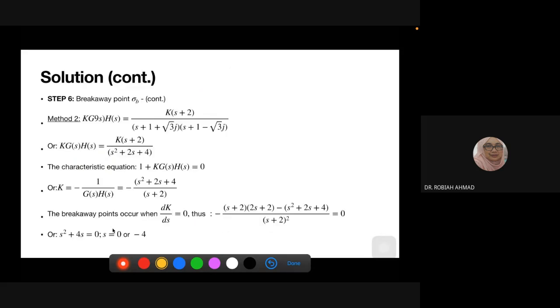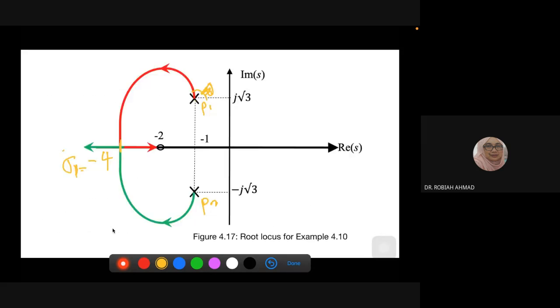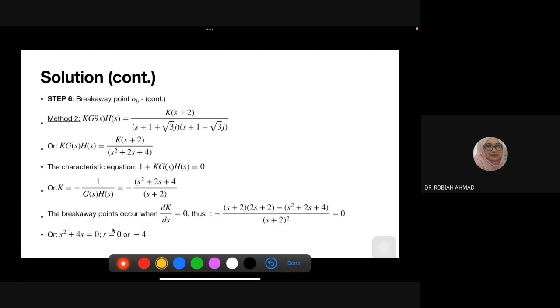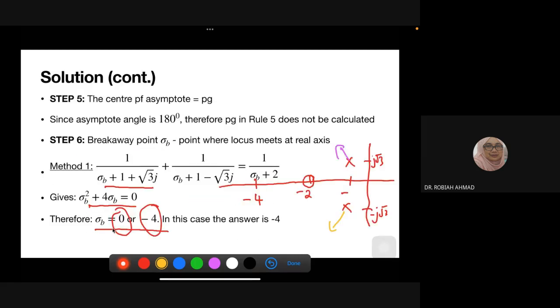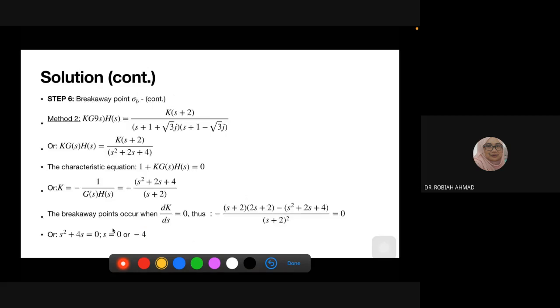Okay, so saya pergi balik. Okay, so that is method number 1. Method number 1 is using this equation. This is another way of finding the breakaway point using the equation based on the characteristic equations. Okay. Kalau kita lihat dekat sini, characteristic equation says here 1 plus KGHS equal to 0. Okay, so we put that into our equation.